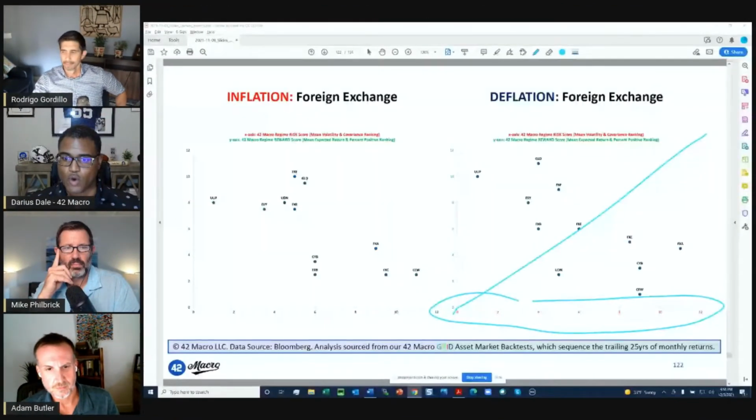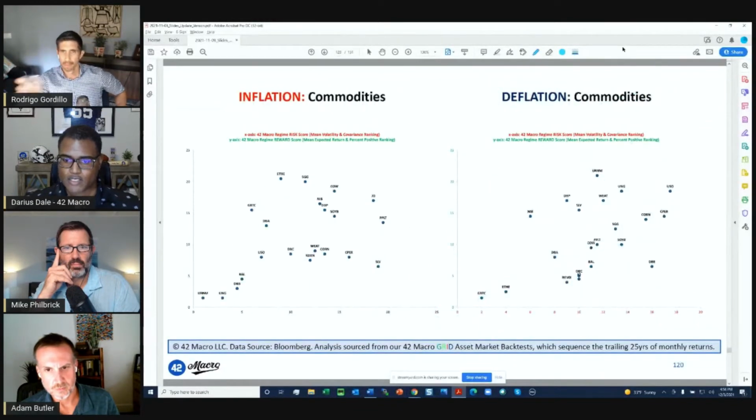Yeah, so that's exactly the point. I don't have the reflation or Goldilocks scatter plots in here, but do you mind? Let me share one more time. Yeah, go for it. So looking at equities in particular, you want more beta in Goldilocks and reflation.